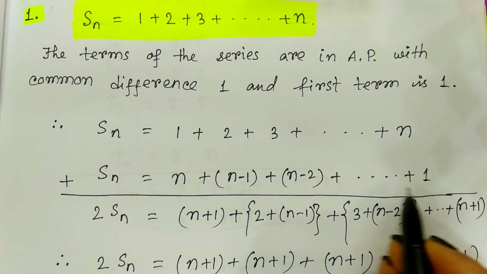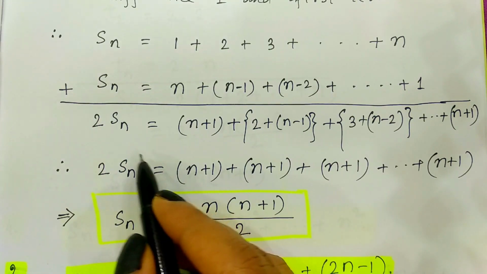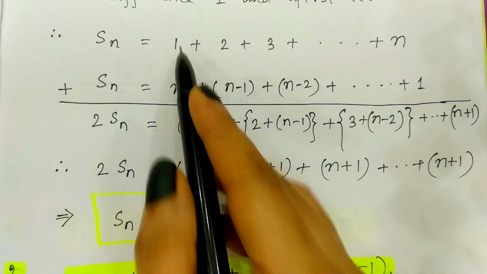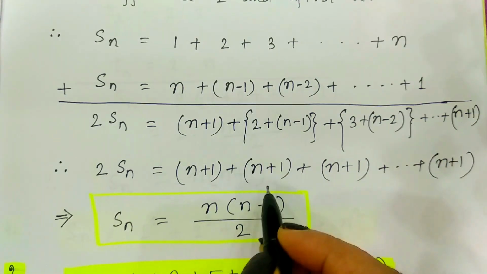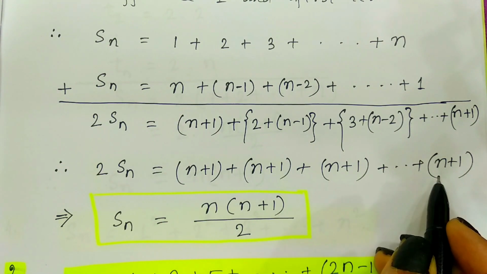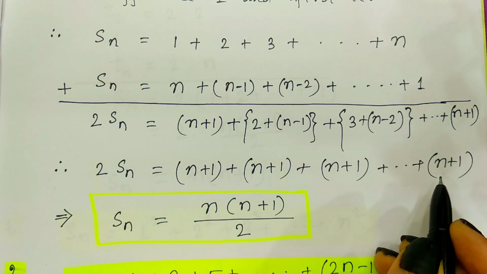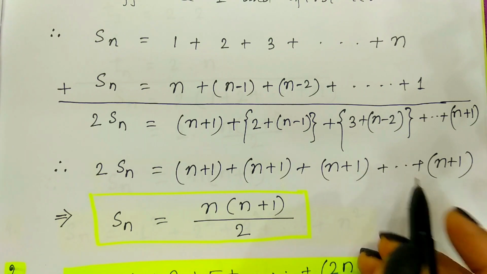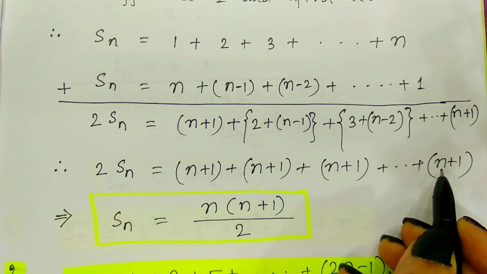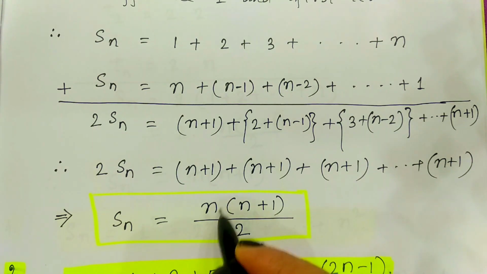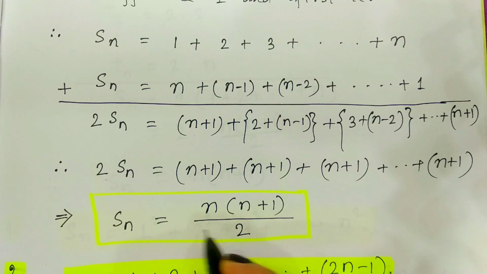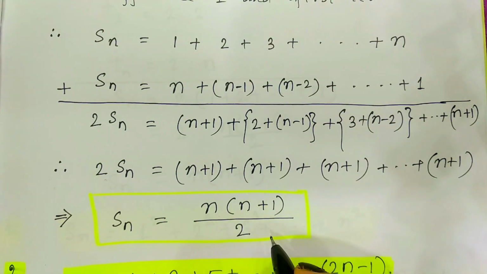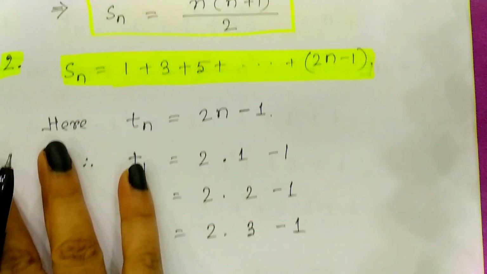In this way if we write and then add them, we will find 2 Sn. The summation of twice the series is equal to 1 plus n, which is n plus 1. Then 2 plus n minus 1 is again n plus 1. In this way we get n plus 1 at each and every place. If we add all of them, there are a total of n terms, so we can write it as n into n plus 1. As 2 is given, Sn is equal to n into n plus 1 by 2. Hence the proof.